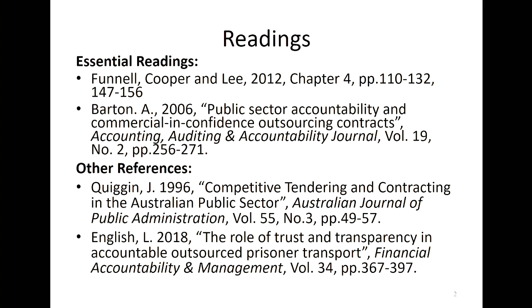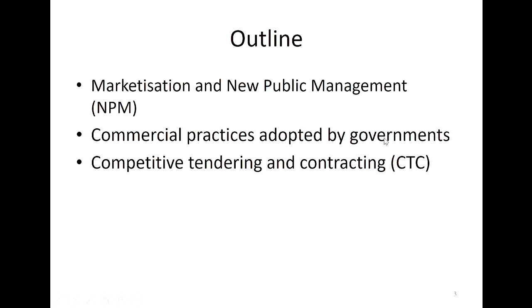Now, the second article is related to commercial in confidence outsourcing contracts. The article raises some issues about these types of contracts and the potential implications for transparency and accountability. There are other references that you can refer to. So for this topic, we look at what is marketization and new public management, and then we'll look at two areas. One is the commercial practices adopted by government, and another area is competitive tendering and contracting.